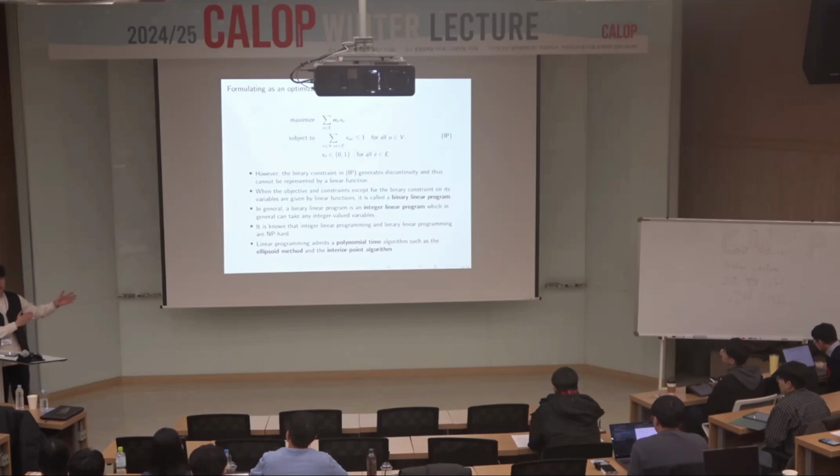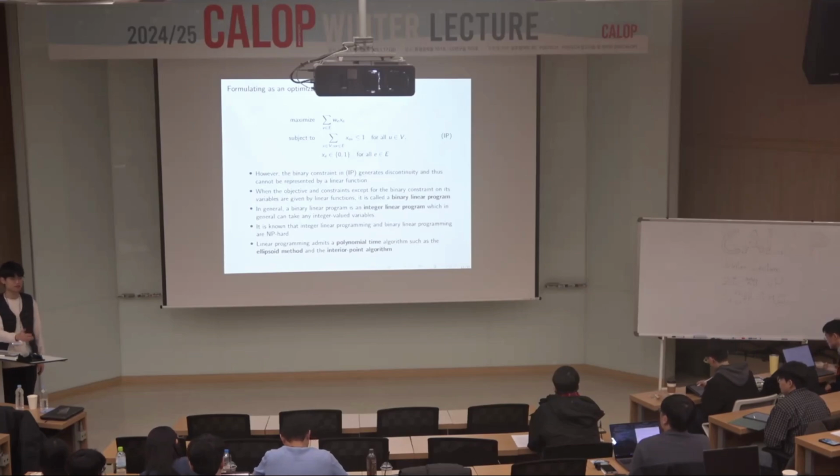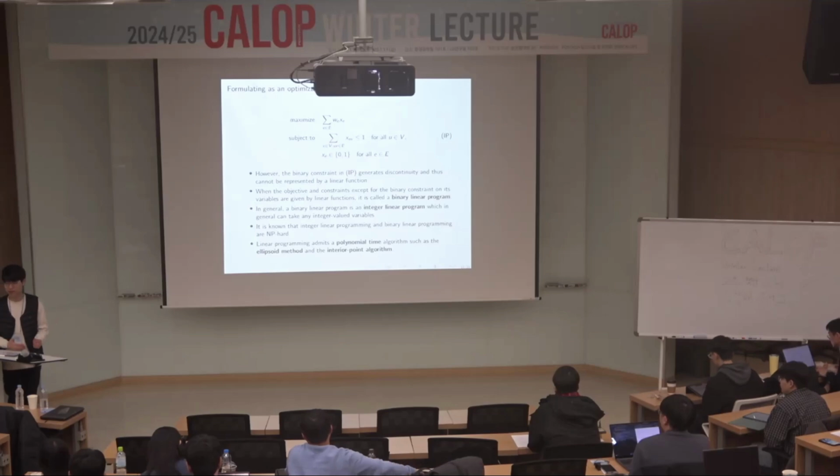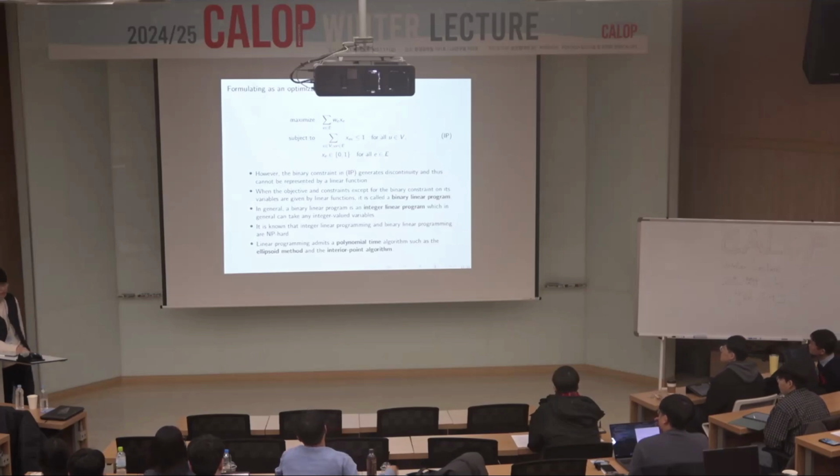In contrast to integer programming, linear programming admits a polynomial time algorithm. I'm going to mention what's called the ellipsoid method later. I'm not going to get into what the algorithm does, but I'm going to discuss the consequence of the ellipsoid method for combinatorial optimization. If you have heard of the equivalence of separation and optimization, the proof is based on the ellipsoid method. And also we have this interior point algorithm.